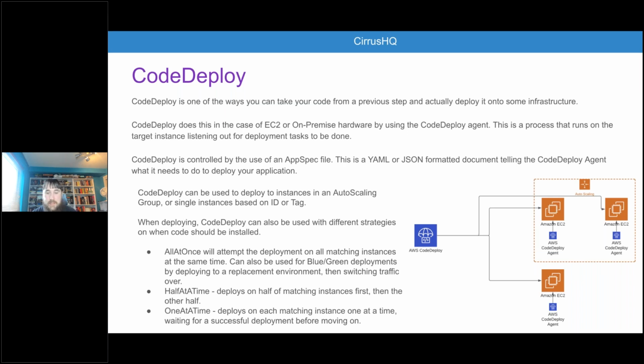We also have the half at a time, which will take, as it says, half of the instances that it found, do them first, and then do the other half. And the one at a time, where it will go through each instance as it finds it. So in our demo, we're going to be using one at a time because we only have the one instance in this case.